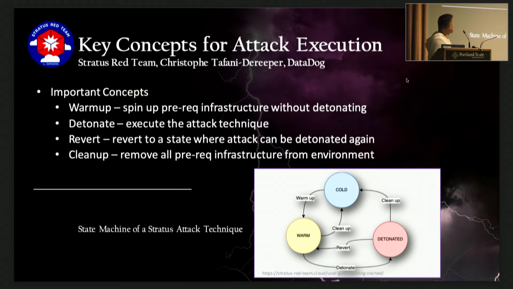Some of the key concepts. There are 4 main key concepts for Stratus, right? There's a warm-up, where you run the warm-up command, and that's where it sets up your prerequisite infrastructure without detonating. So it doesn't actually launch the attack yet. It has to make sure that prerequisite infrastructure exists. For example, if we are going to try to exfiltrate an S3 bucket, it won't mess with any existing S3 buckets currently in your AWS environment. It's going to create one as part of the warm-up. That's the one we're going to mess with as part of the test.